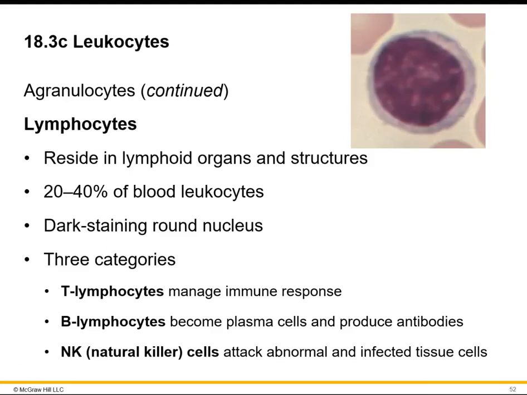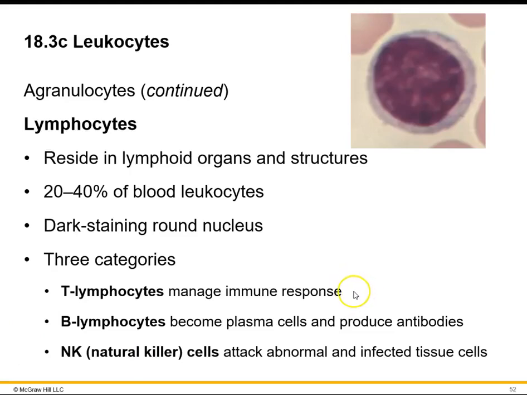There's three categories of lymphocytes. You have your T lymphocytes, or your T cells, your B lymphocytes, or your B cells, and the natural killer cells. Your T cells, there's a few different kinds.